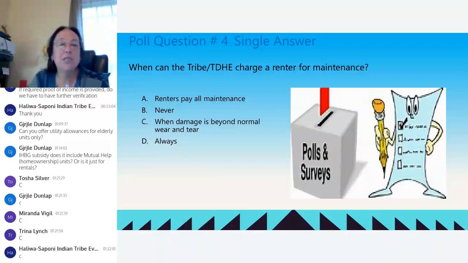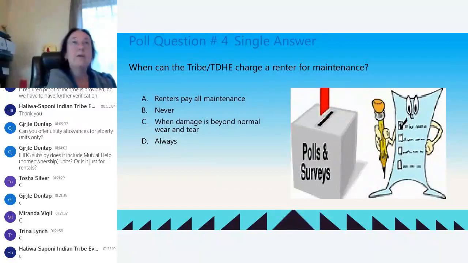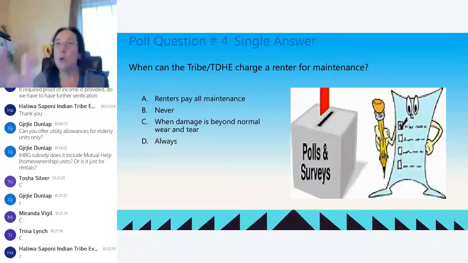Your IHBG subsidy. Okay, mutual help units that were built with 1937 Housing Act come with a subsidy attached to them. Most mutual help units should be conveyed almost by now, okay? But anything built pre-NAHASDA, so before 1996, was built with 1937 Act housing funds. Those housing funds came with a subsidy. Mutual help had one amount of a subsidy. The rental had one amount of a subsidy.